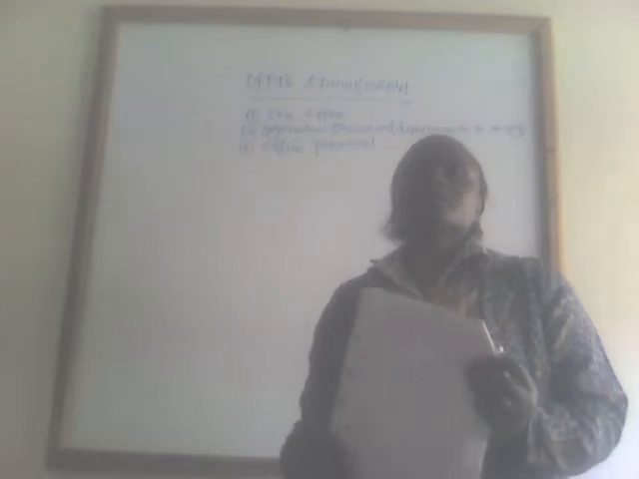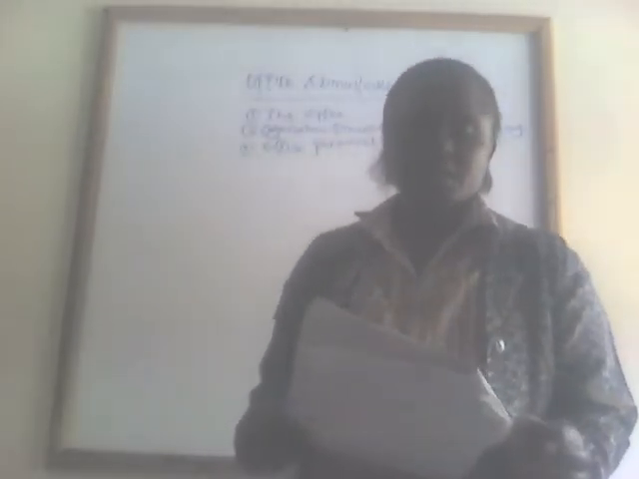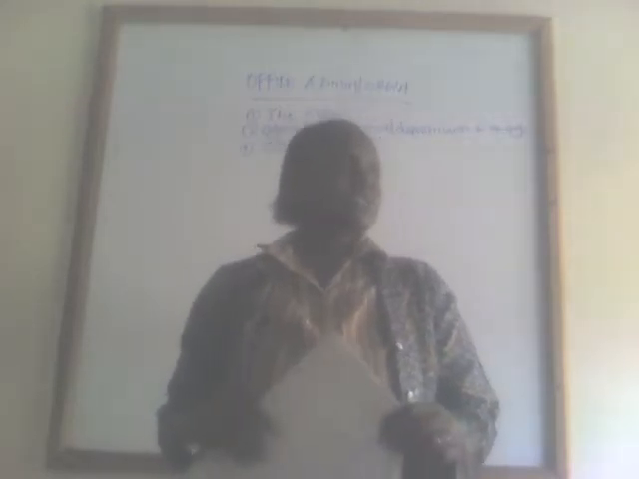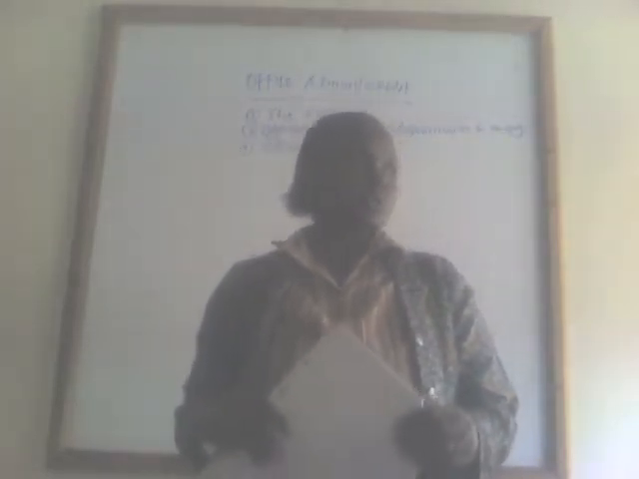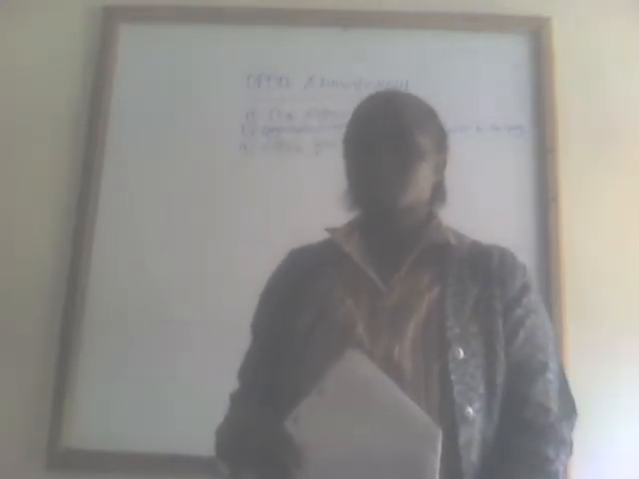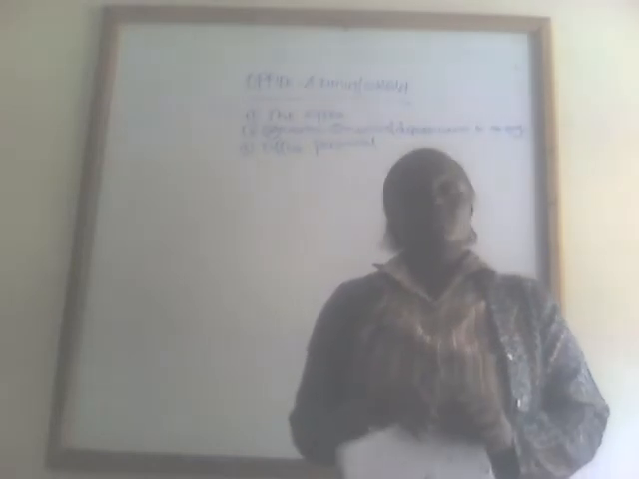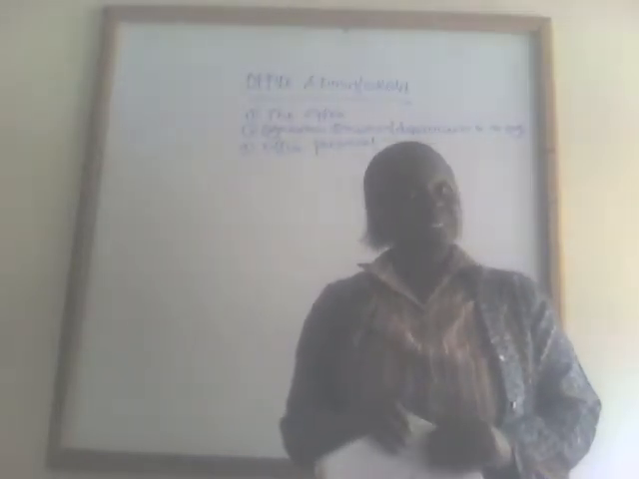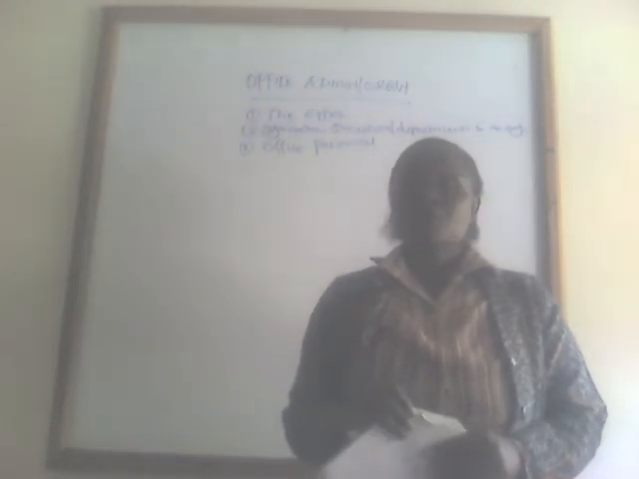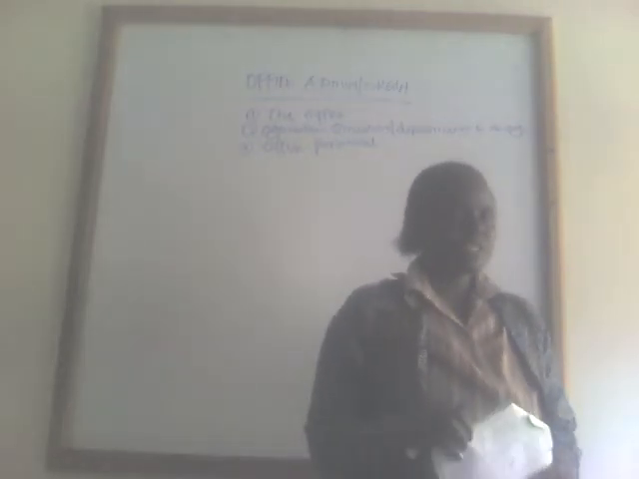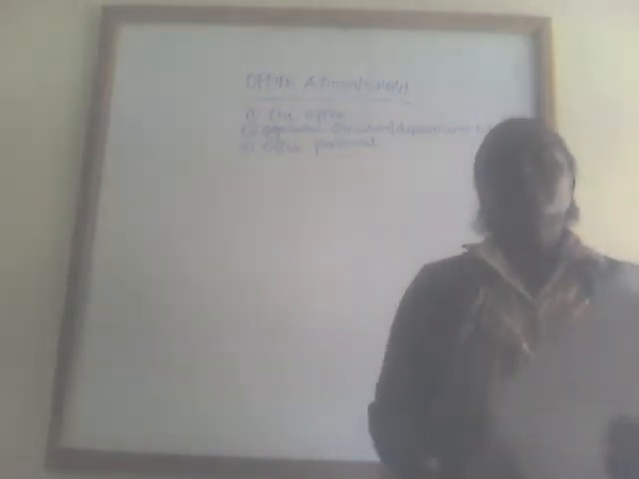Okay. So in the office, we have so many functions. Mostly, the first function in the office is communication. You receive information and you send information. You can receive information in the form of business correspondence. You can send or transmit information in the form of business correspondence, and also you can use online. So the first function of the office is to receive and transmit information.